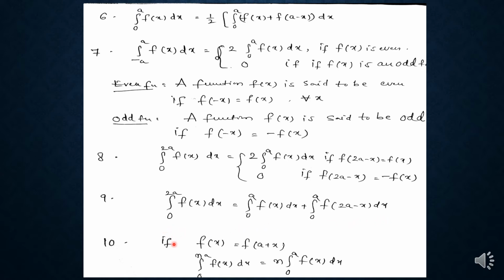Now coming to the 10th property, if f(x) is equal to f(a plus x), then integral 0 to na of f(x) dx can be written as n times integral 0 to a of f(x) dx. So these properties are very useful while evaluating definite integrals. We can apply them whenever required in problems, so that we can solve them in the easiest way.